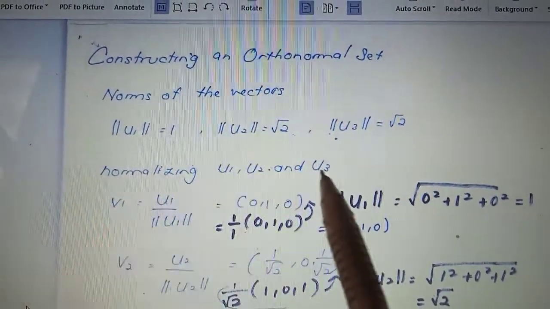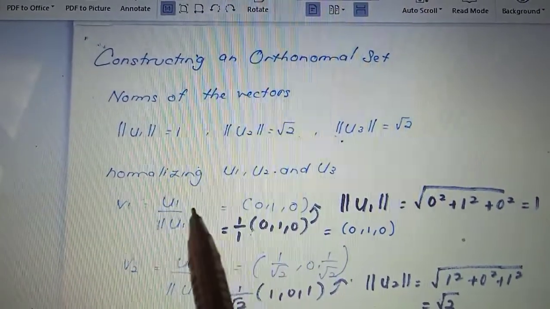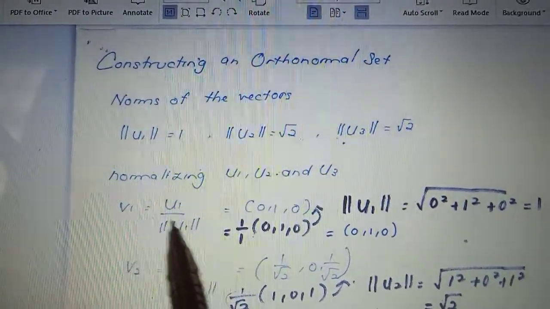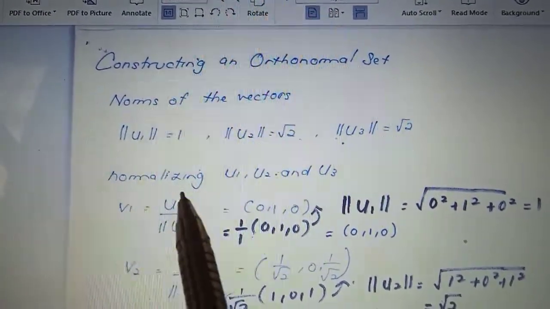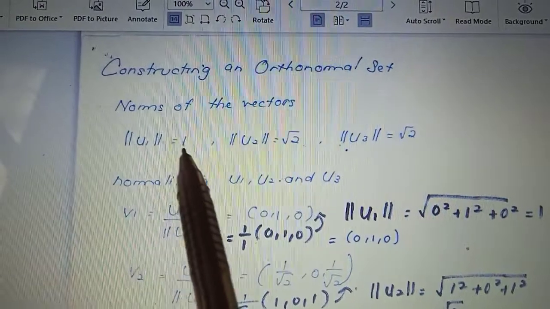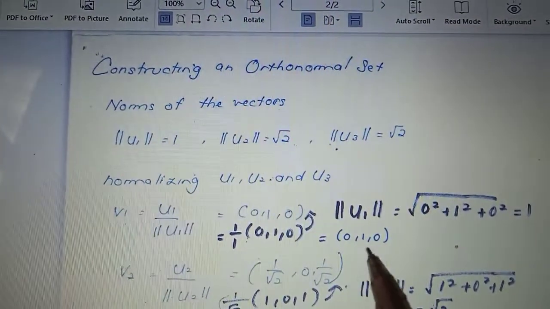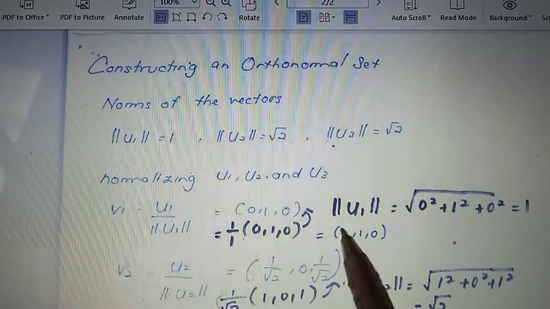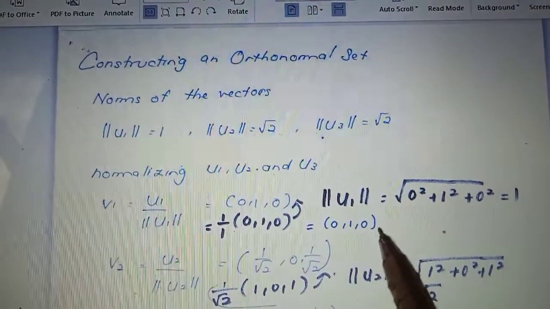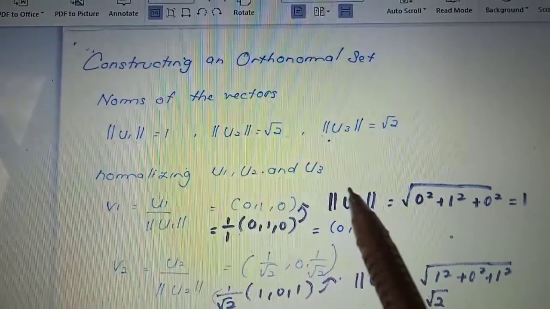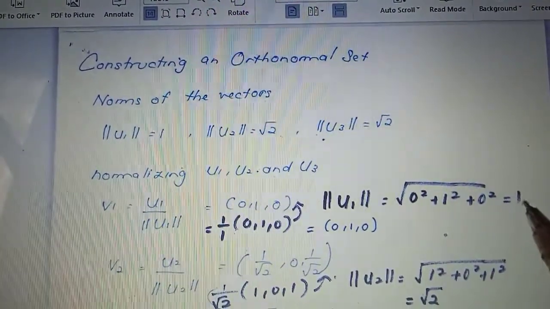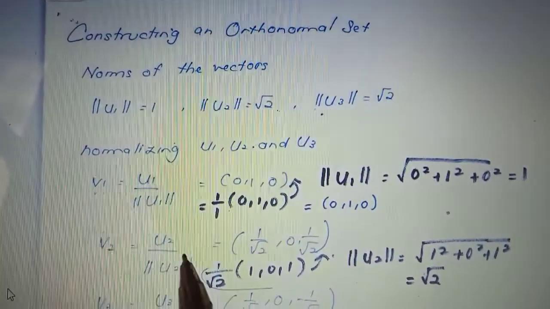So how do we normalize it? We normalize it using the formula u1 over norm u1, which we name v1. u1 is the original vector 0, 1, 0, and norm u1 is, as we got earlier, 1. So we have vector v1 as 0, 1, 0 over 1, which is 0, 1, 0. The norm of u1 comes from the formula of the norm, and the answer is 1.